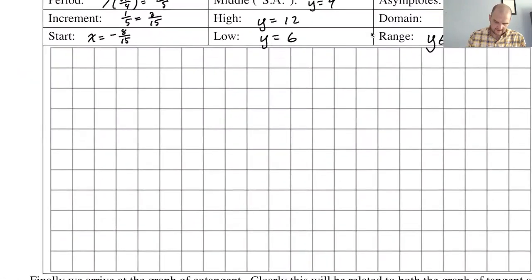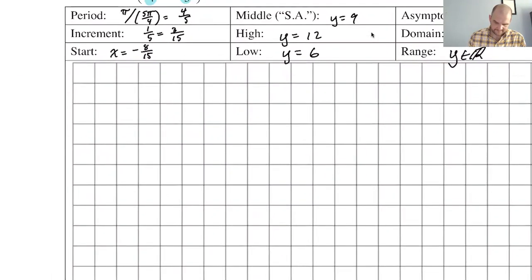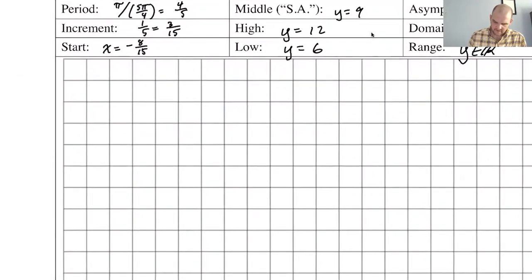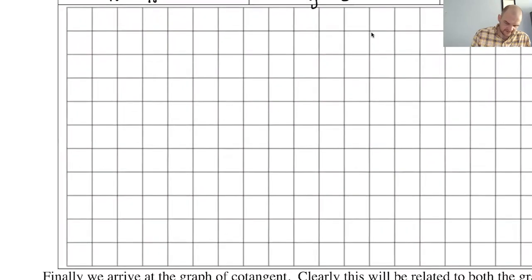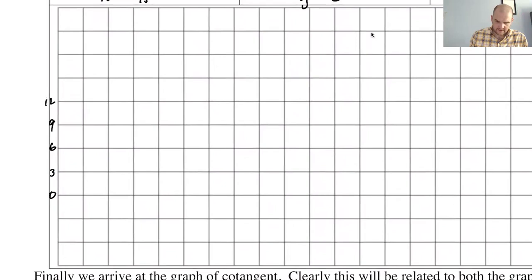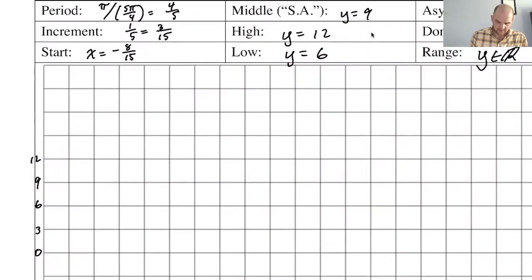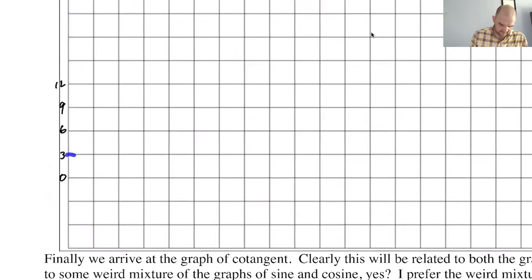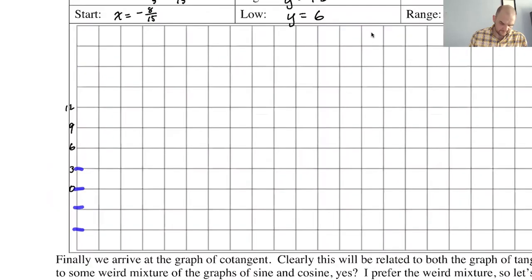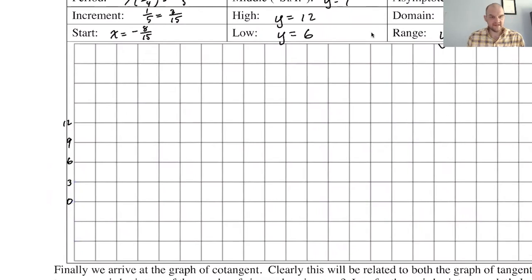So what are we going to do? I'm just going to take advantage of the fact that I can move it if I need to. So I'm going to say this is 9, 12, 6. So that would be 3. That would be 0. So what do we have above and below? 9 is really the middle point, right? So above 12, we have 1, 2, 3-ish. And then below 6, we have 1, 2, 3, 4. There's nothing we can do about that, so I think that's fine.